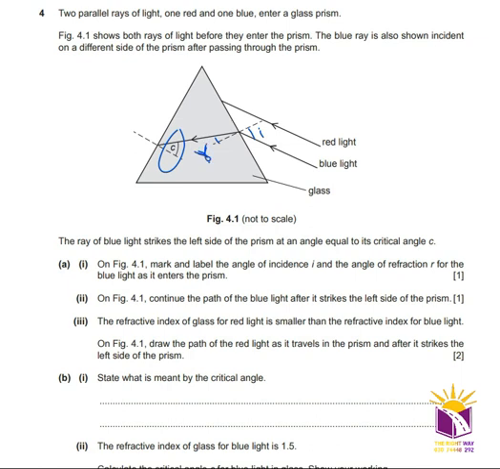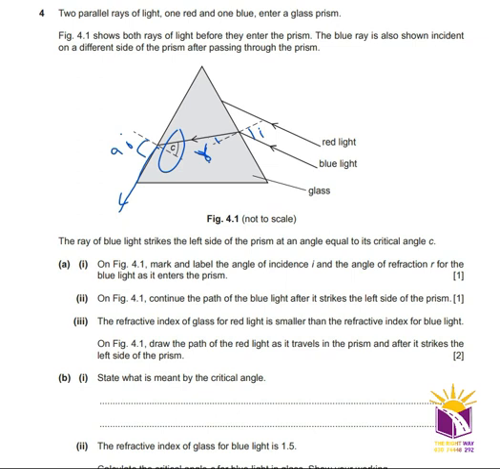Okay. On figure 4.1, continue the path of blue light after it strikes the left side of the prism. As the angle of incidence is the critical angle, it will bend at 90 degrees. Bend at 90 degrees. Okay.